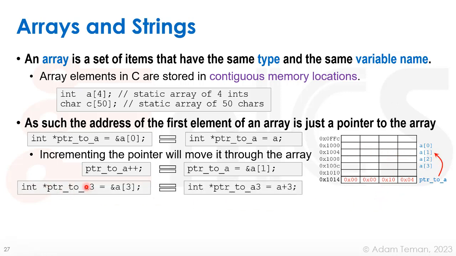We can say something like this: the pointer to A3 is a pointer to int that's equal to the address of A[3]. That's the same as saying that pointer to A3 is equal to A plus 3, and then it's going to get 100C, and it's going to point to A[3] over there. All of those are the same types of things, and that's called pointer arithmetic, where we can add scalars to a pointer to move forward and back inside an array.